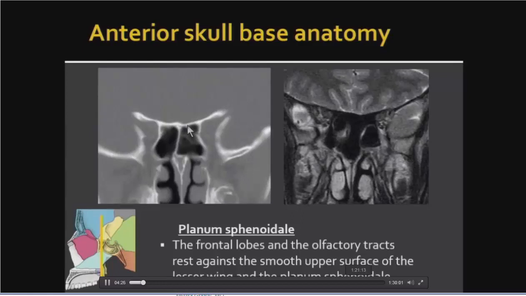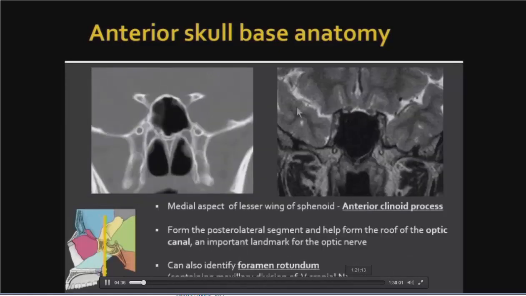It's formed by a portion of the sphenoidal bone. And this is where your olfactory tracts and portions of your frontal lobes primarily rest. And if you track it a little bit more posterior, you see these bony projections laterally. And these are important to identify. These are the anterior clinoid processes.